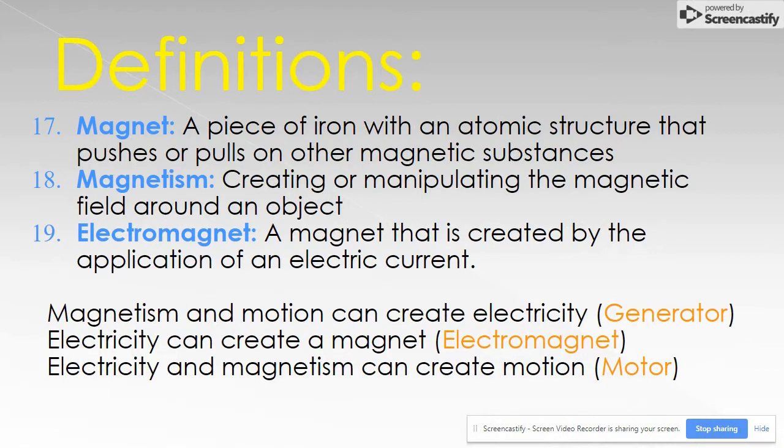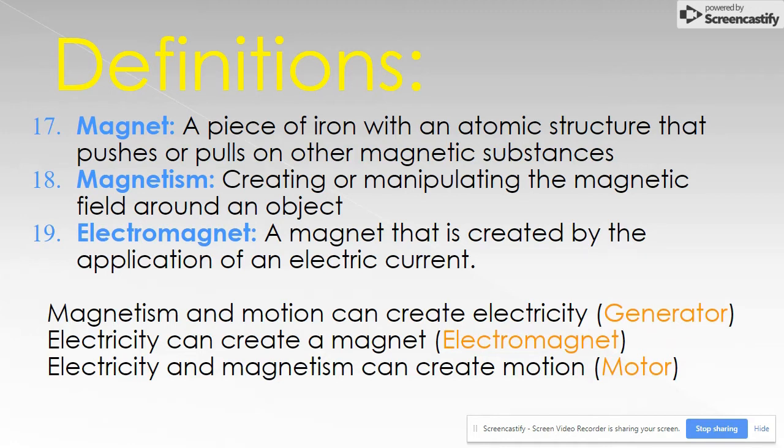A magnet is a piece of iron with an atomic structure that pushes or pulls on other magnetic substances. When we talk about magnetism, we're talking about creating or manipulating the magnetic field around an object, the way we do in motors and generators.